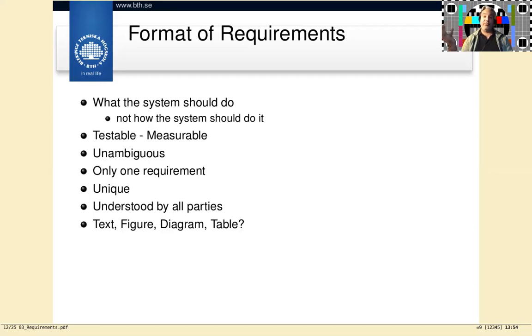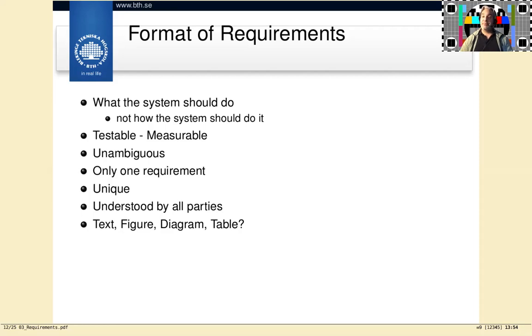Then you need support, for example with the help of a database, some natural language processing, in order to find similar requirements, so that you can see that this is a requirement that we've had before. So far, it's things that you can look at yourself. And then the next one, understood by all parties.